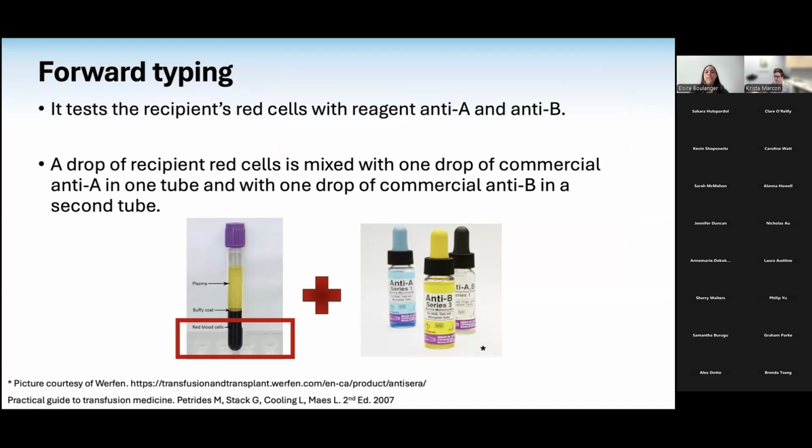For this, we just have to ask ourselves, what is the blood type or what is the antigen present in the red cell of the patient? So to do it, we have to test the recipient's red cells with the reagent anti-A and anti-B. We are going to mix 1 drop and 1 drop, and we are going to see if the agglutination occurs. If the agglutination occurs with anti-A, we can say that this person has the antigen A, the B if it's with the anti-B, or the O if it doesn't happen at all. And we could say that the patient has AB if it happens with both.